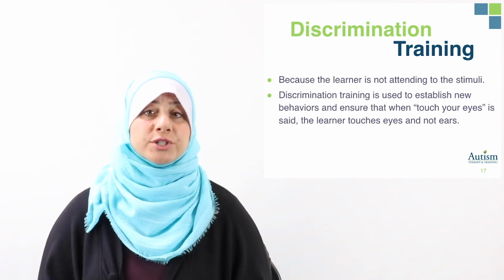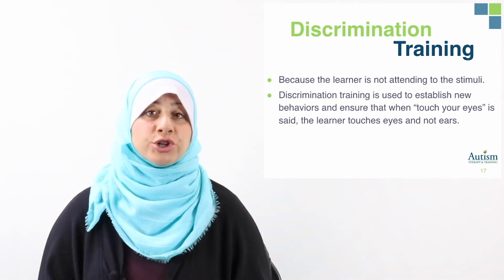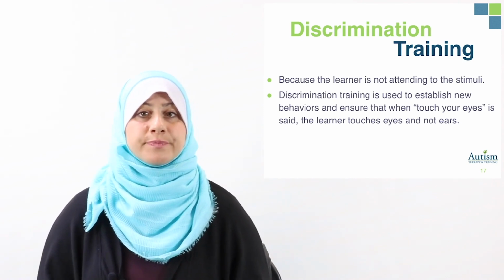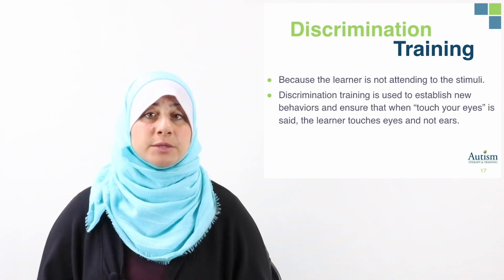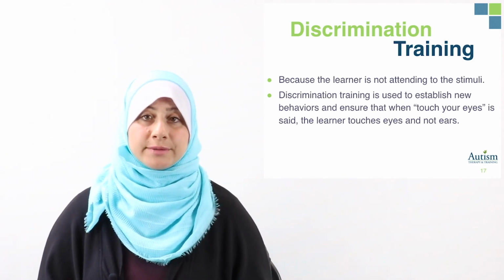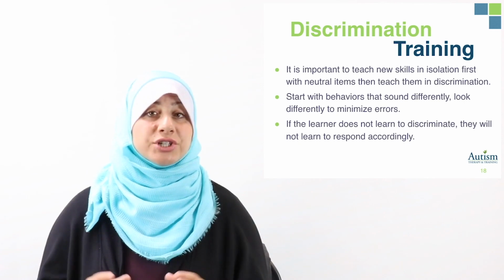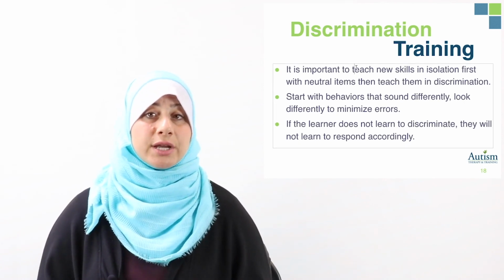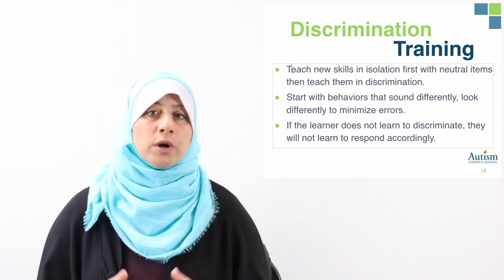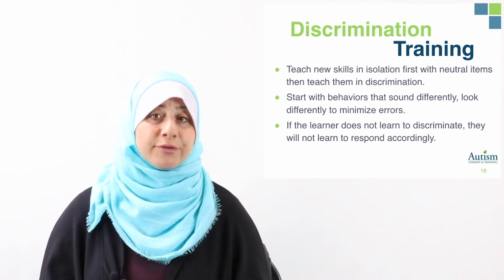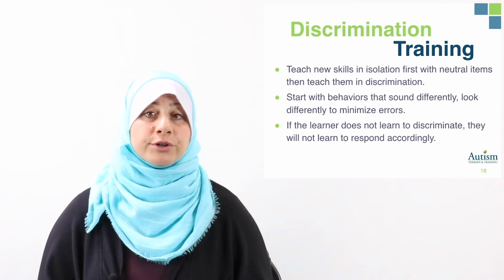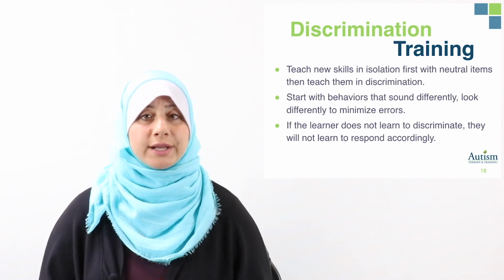Discrimination training is used to establish new behaviors to ensure that when we say touch your eyes, the learner touches eyes and not ears. In order to establish this, you need to be able to teach the learner to discriminate. You do this by teaching new skills in isolation first with neutral items, then teaching them in discrimination. You want to start with behaviors that sound different, look different, to minimize errors. If the learner does not learn to discriminate, they will not learn to respond accordingly.